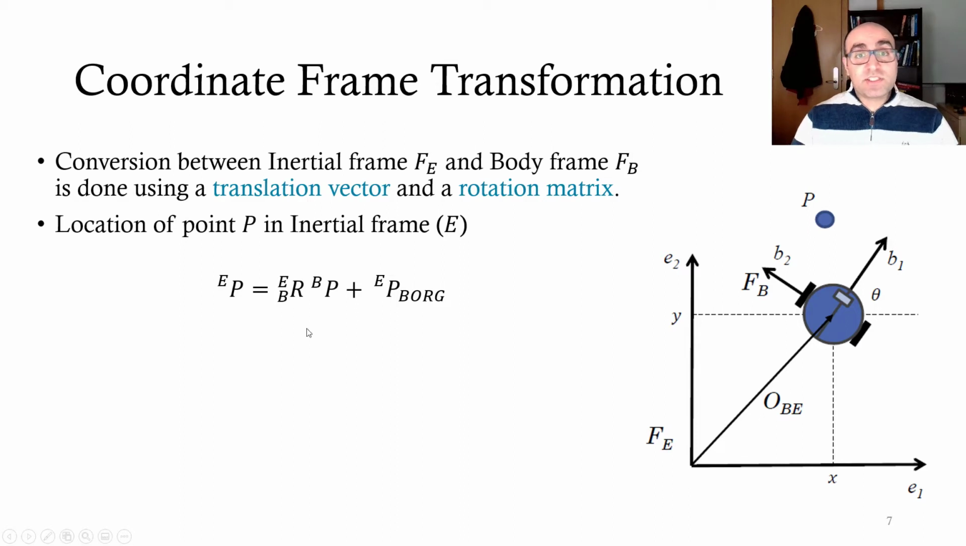This rotation matrix, we saw it in the previous slide. It's that cosine, minus sine, sine, cosine. Then you multiply it by the position of this point in frame B. So you have this multiplication. Then you add this vector, and you will be able to get the position of P with respect to E. You are going to solve examples on this in the quiz.